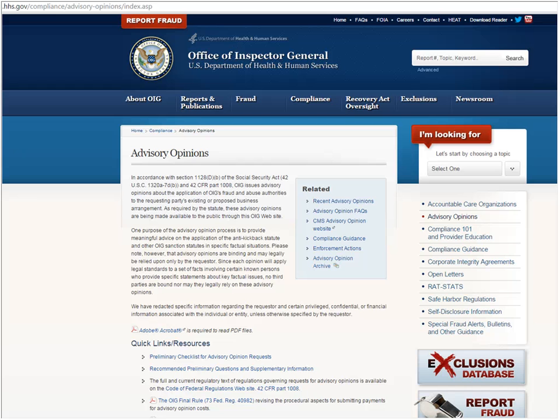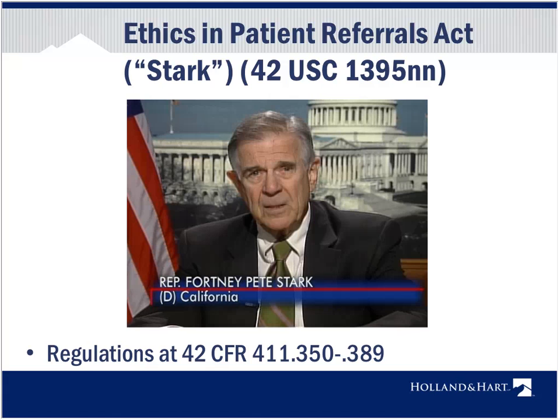So you want to do a particular deal with a referral source for government program business. The first question is, okay, can we structure it to fit within a safe harbor? If not, then you may want to ask yourself, is there an advisory opinion out there that gives us guidance on how we can structure this so as to minimize our potential liability? All right, that is the Anti-Kickback Statute, very broad.